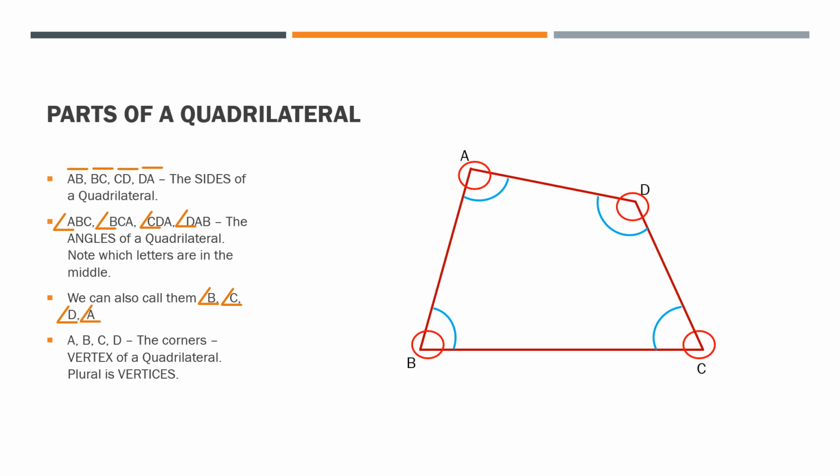A, B, C, D. The corners. These are the points where all the line segments are meeting. These are called the vertex of a quadrilateral. The plural is vertices.